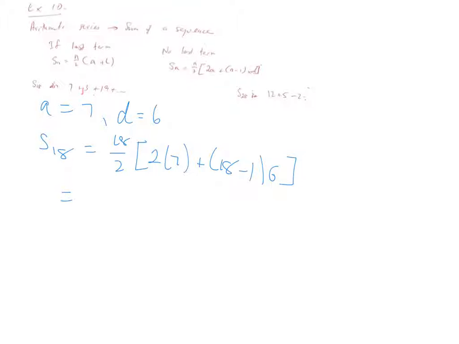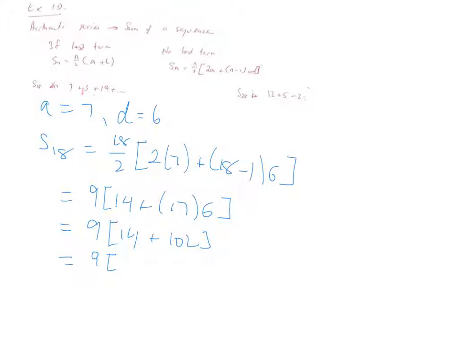And then from there, 18 over 2 is 9. Now we just simplify this. 2 times 7 is 14, plus 18 minus 1 is 17, multiplied by 6. And then next line, 9 times, 14 plus 17 times 6 is 102, and then 14 plus 102 is 116. So 9 times 116, and we get a big number of about 1,000. I don't know exactly what it is, but I'm sure you can type it in your calculators. I can't, unfortunately, access my calculator while I'm doing this.